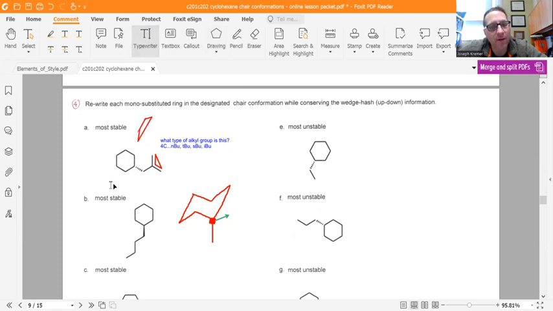And now I wanted to remember that this is a hash bond, and this is going to be down. Hash bond is down. So on the particular carbon I picked, that's C. This is down. This is up. Blast. I need it to be on an equatorial, and I need it to be down. Well, let's try this one.